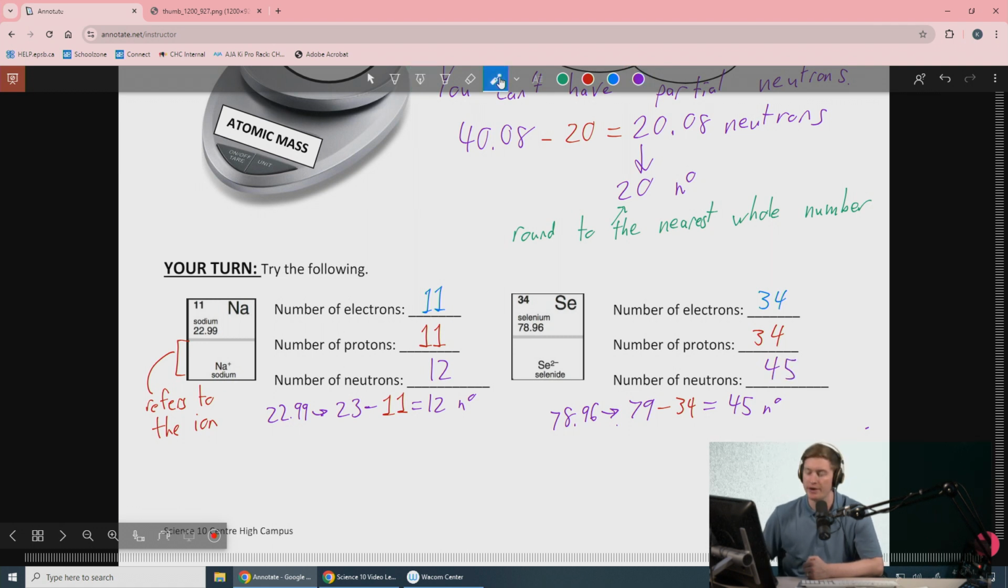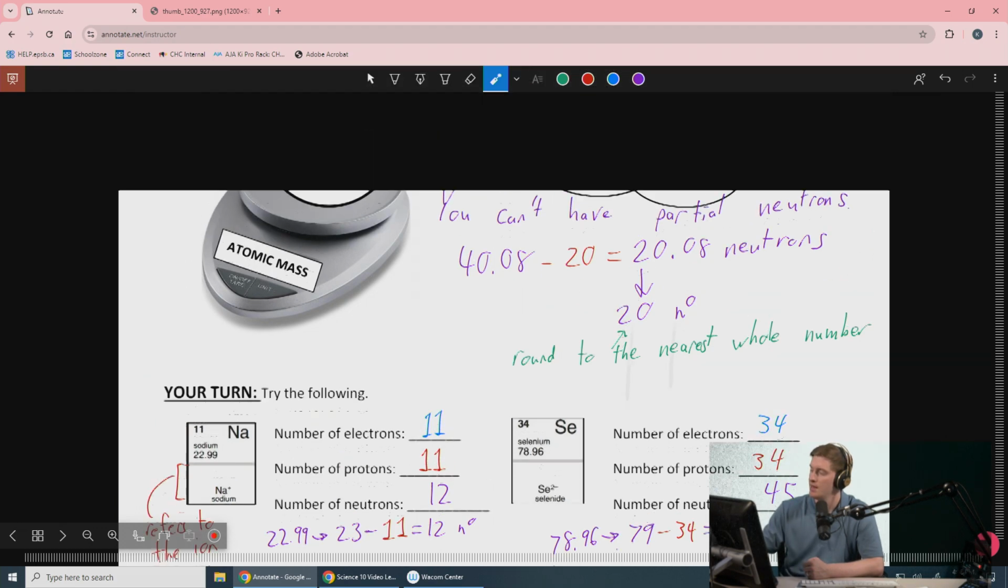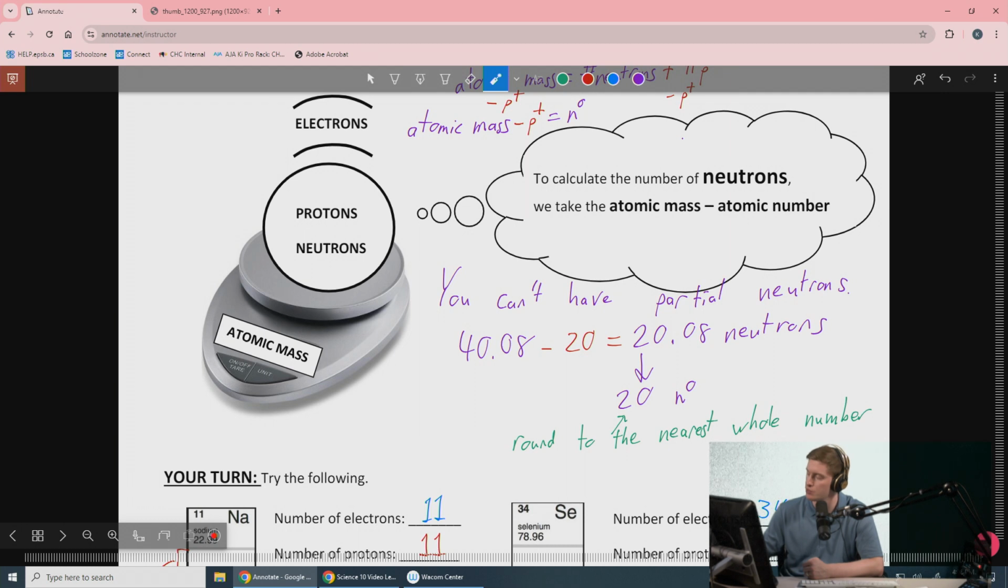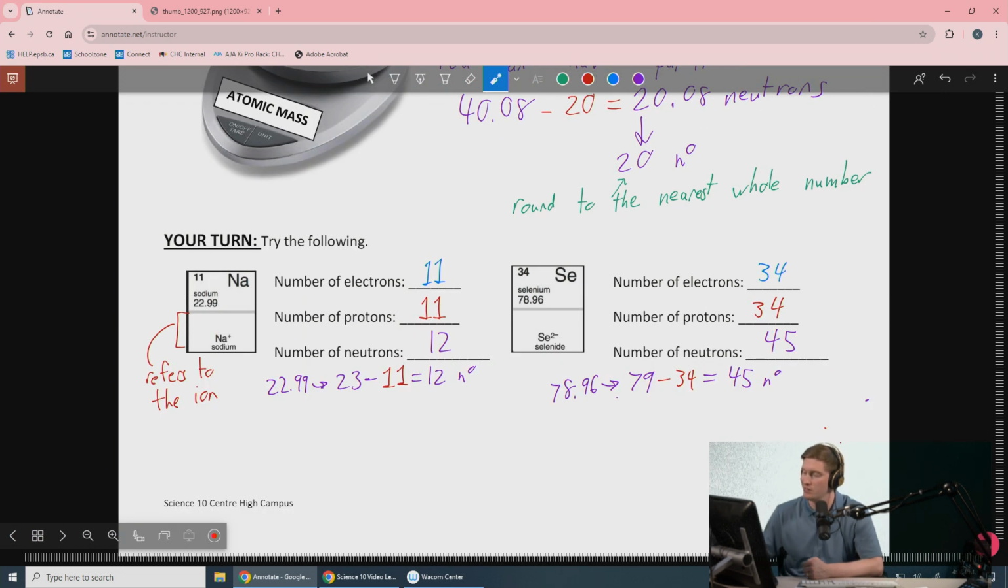For the smaller atoms on the periodic table, you're often going to find that the number of neutrons is pretty close to the number of protons. If you look at calcium, for example, we just did the calculation. It's got 20 neutrons. It also had 20 protons. But as you get larger on the periodic table, you will note that the atoms start to have larger and larger numbers of neutrons.